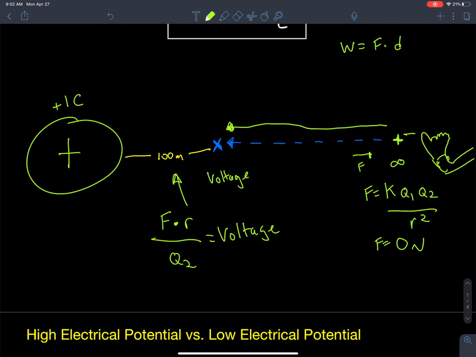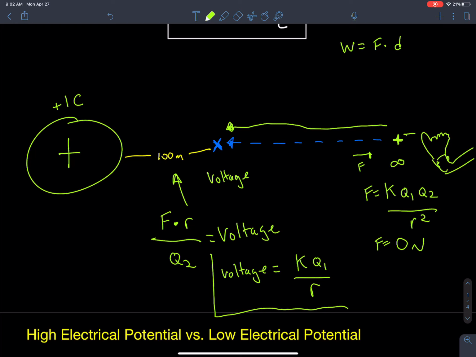And if I look at this equation over here, I can rearrange it and calculate what the voltage is going to be. Voltage is equal to KQ1 over R, where R is the distance separating this charged object and that point X. So that would be the equation I would have to use.